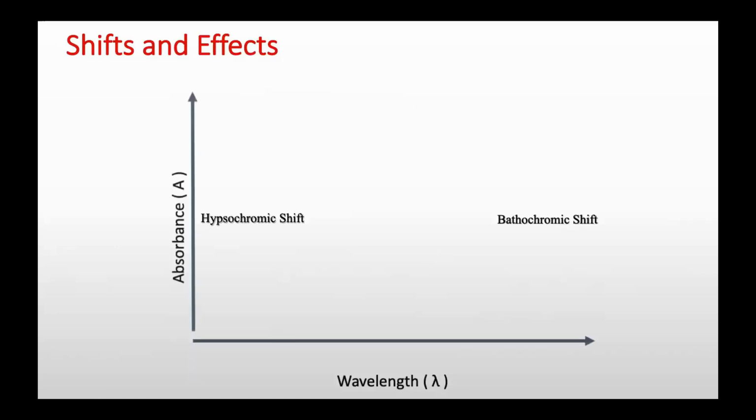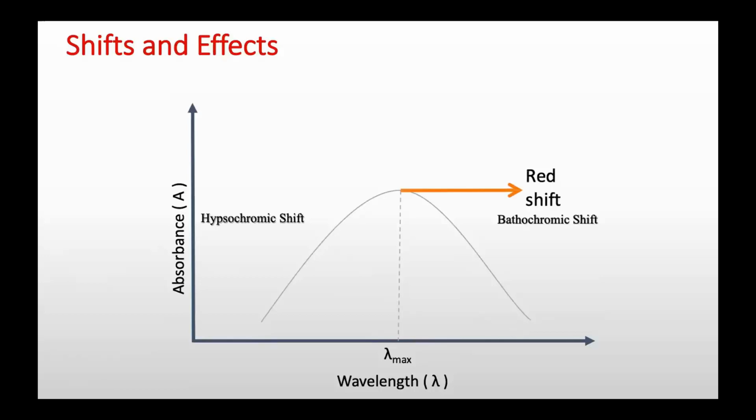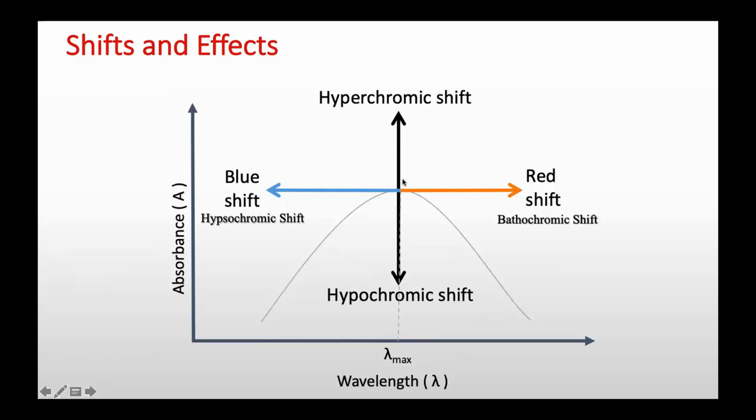Now we also use some other terms to describe the shifting in lambda max or intensity. So this is the lambda max for a molecule, and this is the maximum intensity of absorbance. If lambda max moves towards the right, it is a red shift or bathochromic shift. If it moves towards the left-hand side, it is a blue shift or hypsochromic shift. If intensity increases, it is known as hyperchromic shift, and if it decreases, it is hypochromic shift.